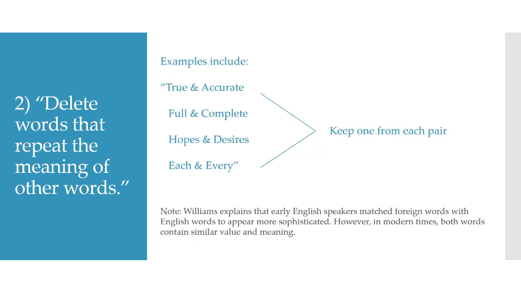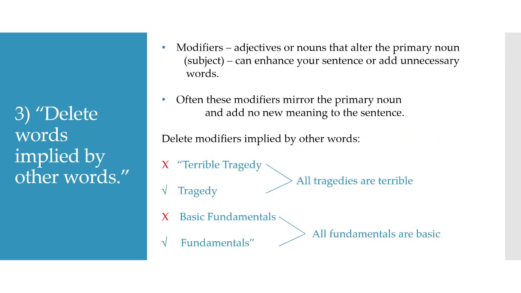Principle 2. Delete words that repeat the meaning of other words, such as the phrases true and accurate, full and complete, hopes and desires, and each and every. Simply choose one from each pair to keep. Williams explains that early English speakers matched foreign words with English words to appear more sophisticated. However, in today's times, both words contain similar value and meaning, so you'll only need one from each pair.